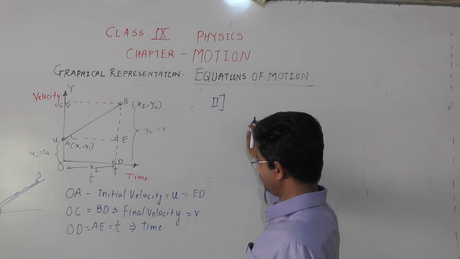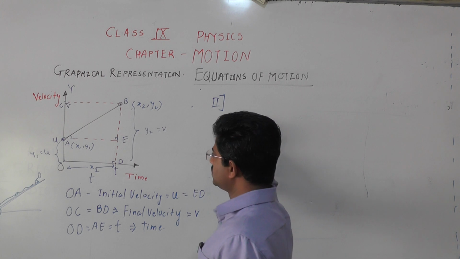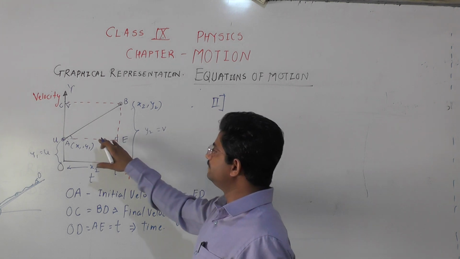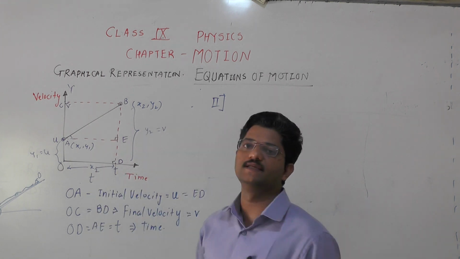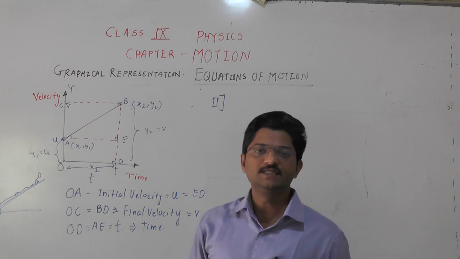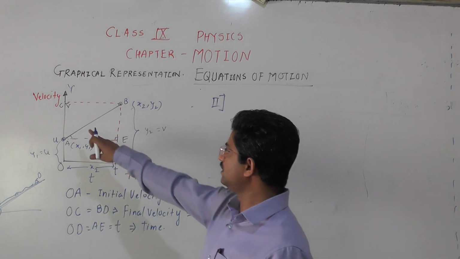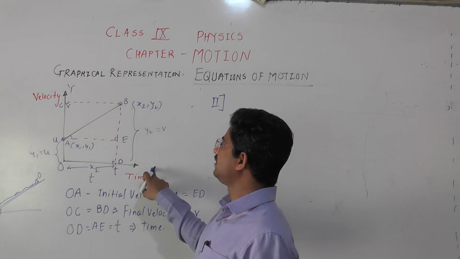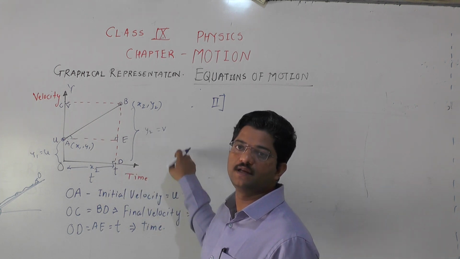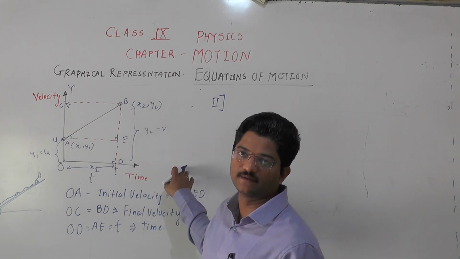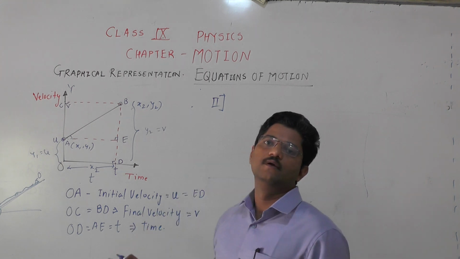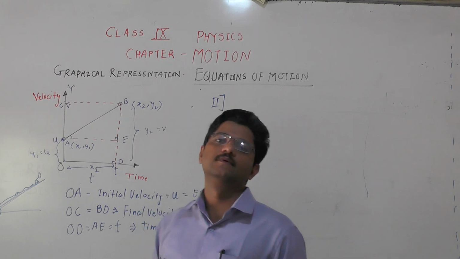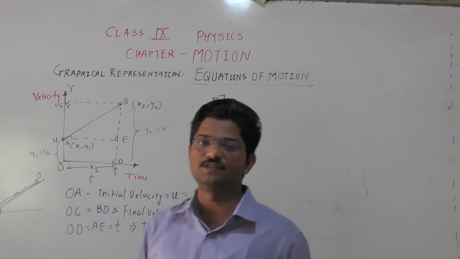Now, slope is generally the ratio of these two quantities, y coordinates upon x coordinates. y was representing velocity and x representing time. So velocity upon time of course gives the acceleration. That's why slope is calibrated in terms of acceleration.